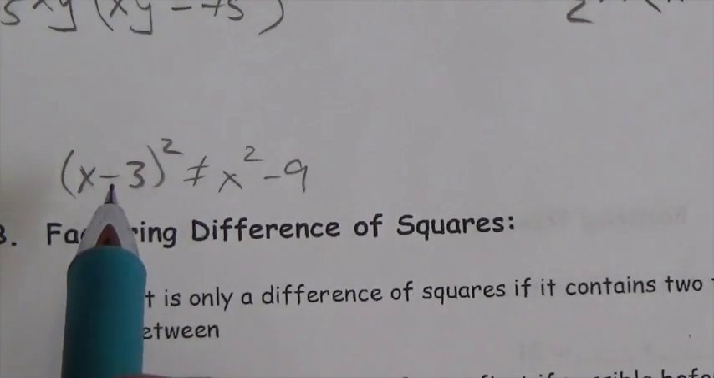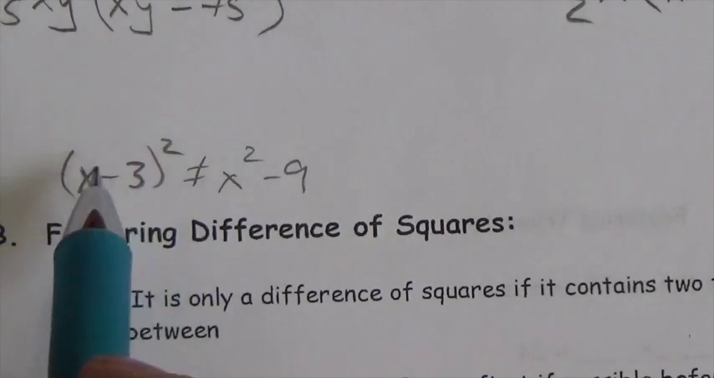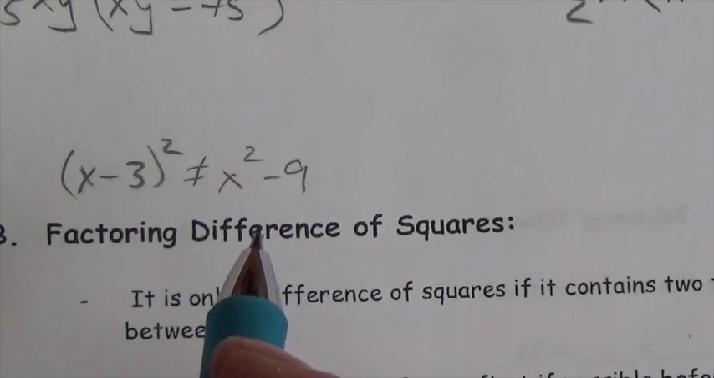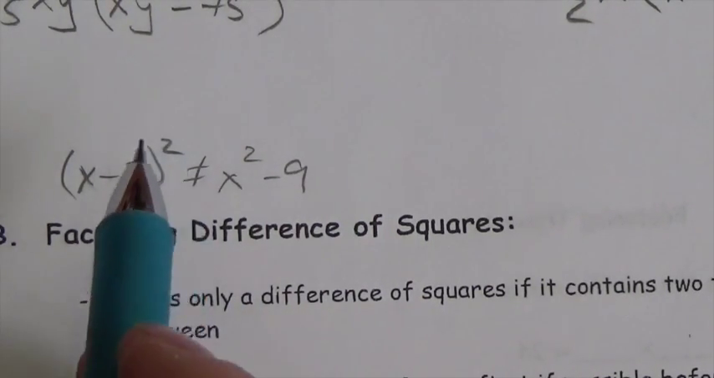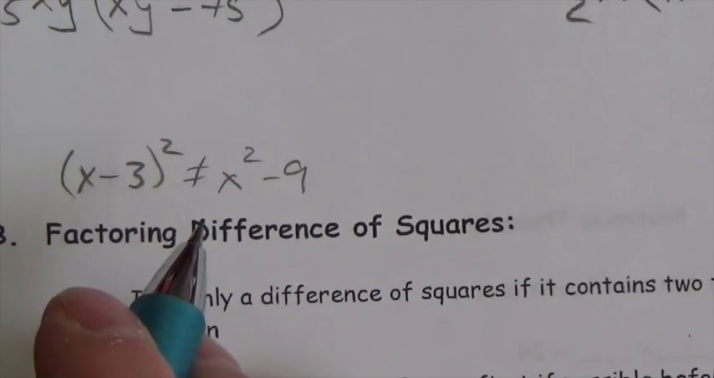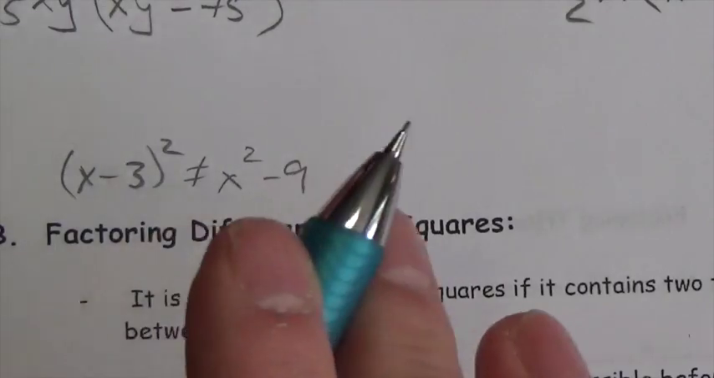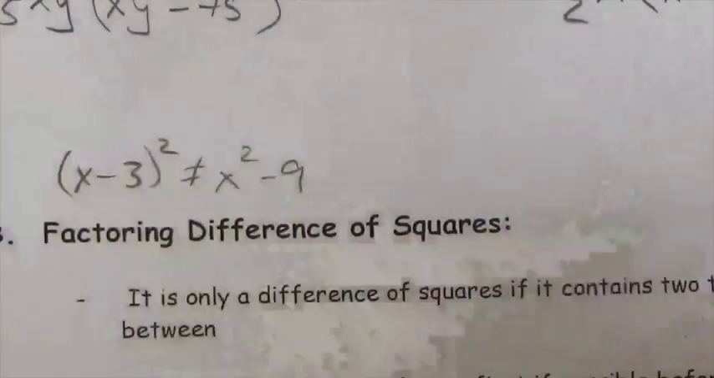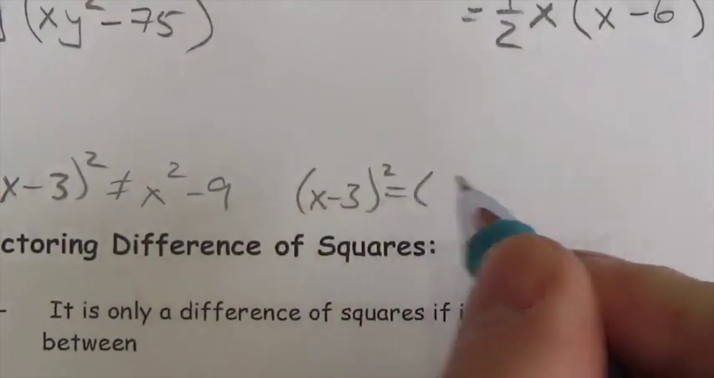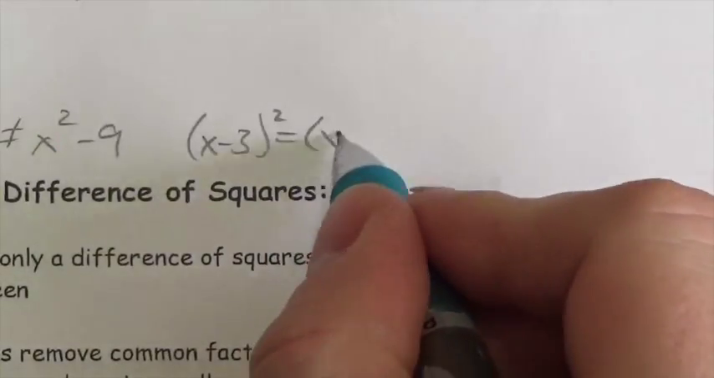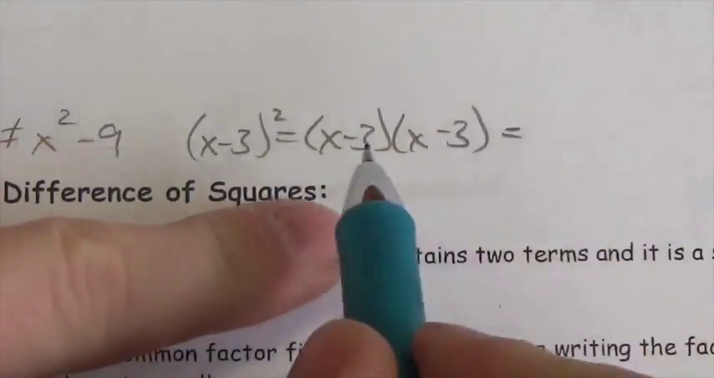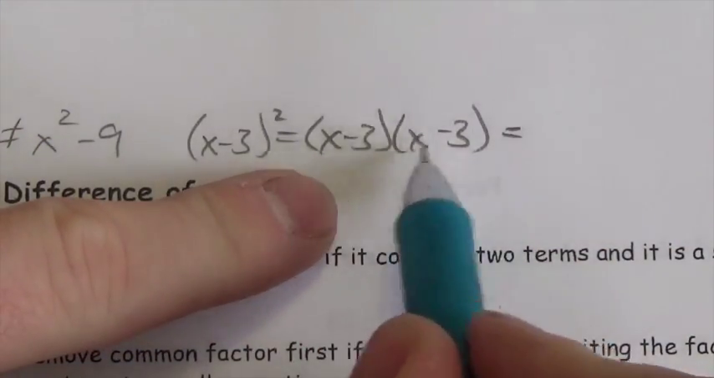If it was multiplication, if this was x multiplied by negative 3, then yes it would. But in this particular case, the exponent does not distribute. Multiplication distributes across a binomial, an exponent doesn't. In fact, x minus 3 squared means the same thing as x minus 3 multiplied by x minus 3.